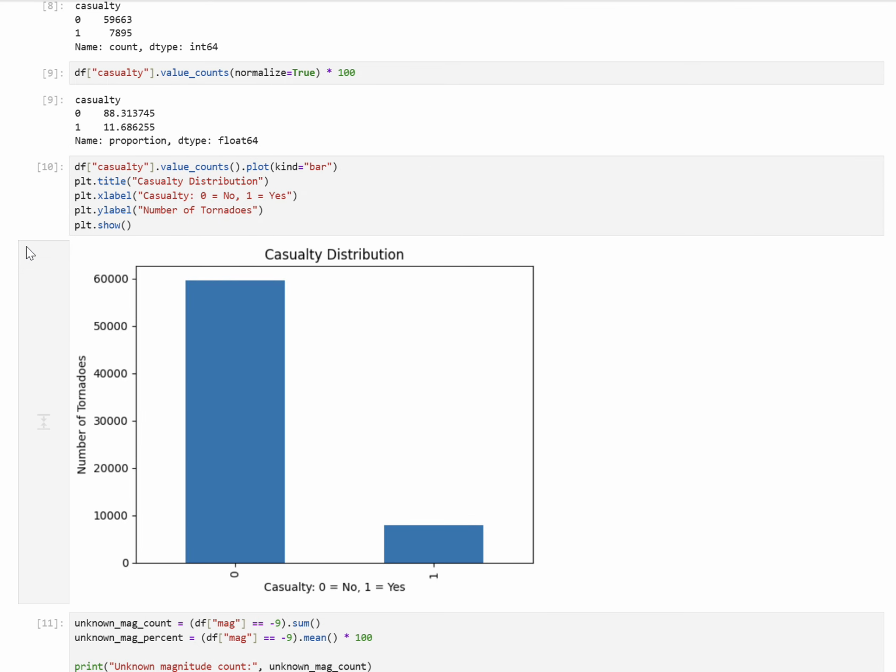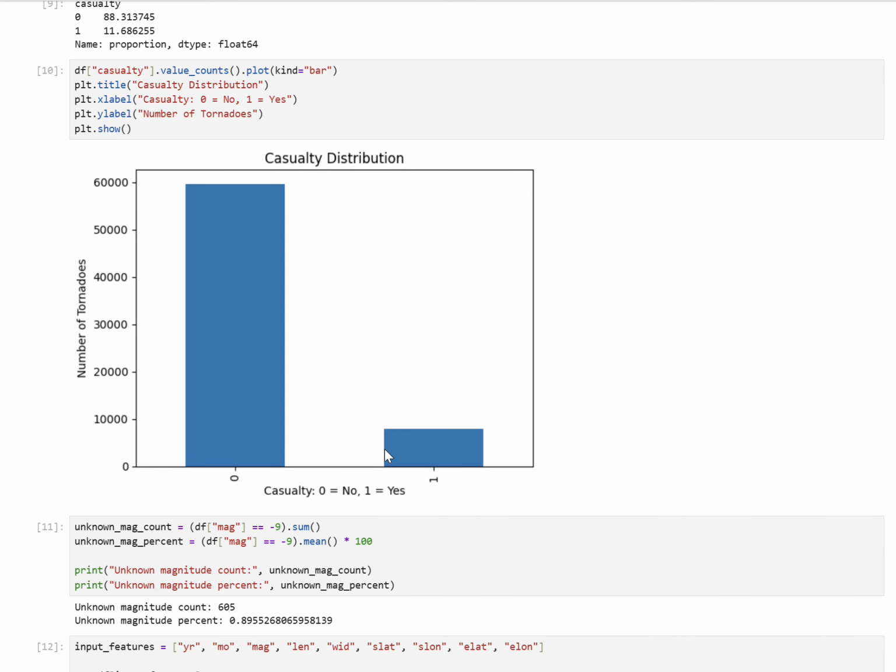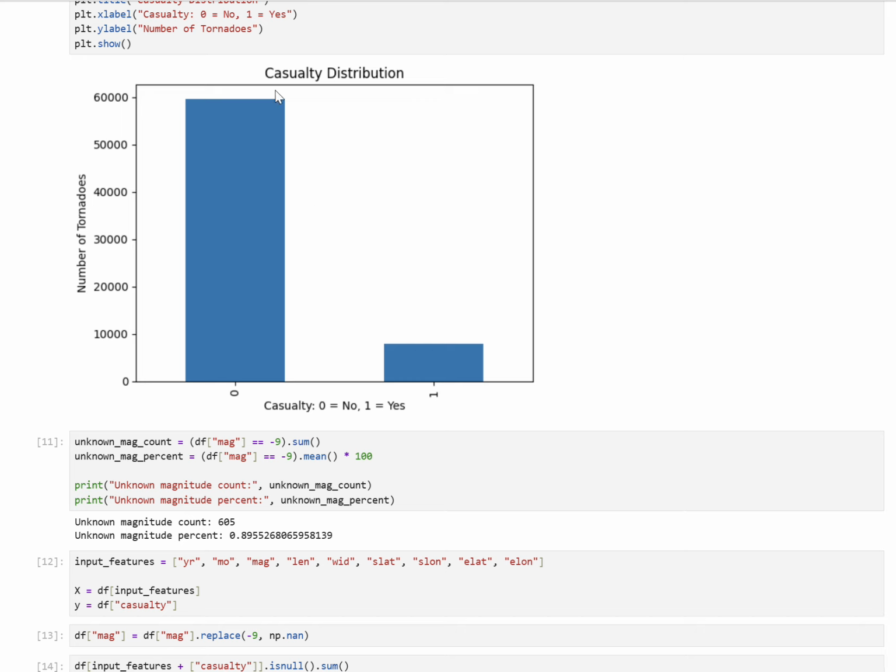Down here is a fast little image of the distribution. And you can see the number of tornadoes. About 60,000 tornadoes had no casualties, which is honestly insane. And then less than 10,000 had one. So that was one of the big things: it is heavily skewed. You're not going to see as many strong tornadoes as you are going to see weaker. So that was something to keep in mind for the project.